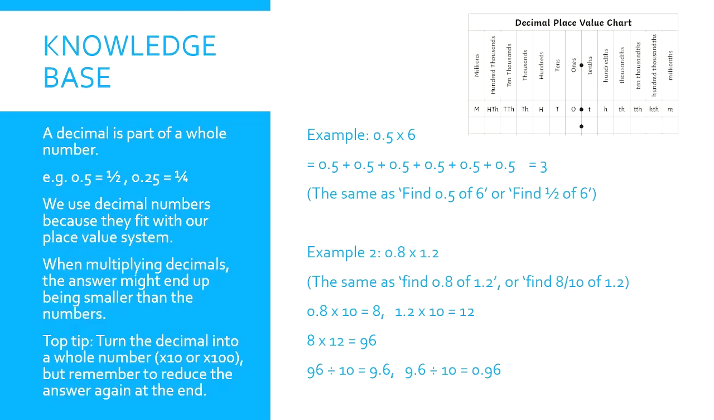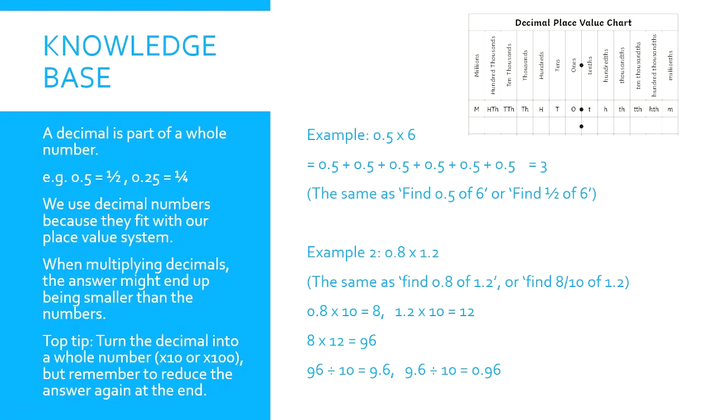Okay, so if I look at my first example at the top here, 0.5 multiplied by 6, if I was to write that out, what I technically mean is 0.5 plus 0.5, etc., 6 times over. And if I add all of those 0.5s together, I get the number 3. This is one way of thinking about it.